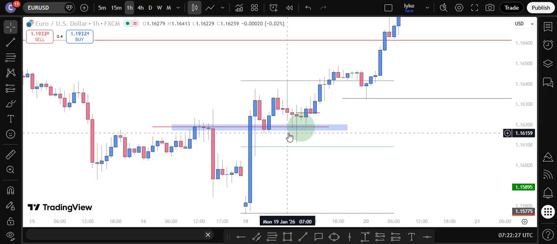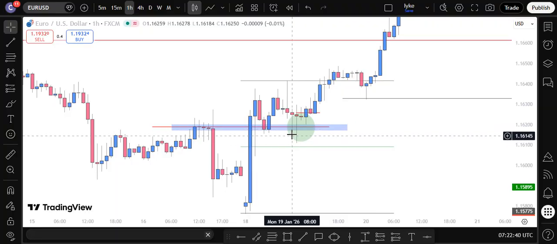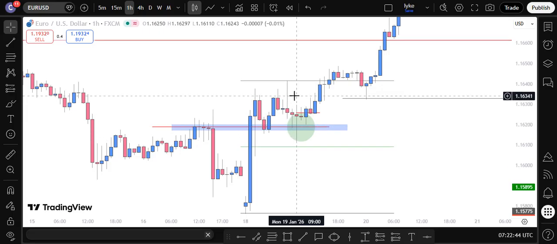Seeing this, I saw this at 7 o'clock. This is not my business, because I just want price to come and tap into this area. At 8 o'clock, it tapped. Yes, it tapped. Now this is when I'm interested in the market. At 9 o'clock, it also tapped.